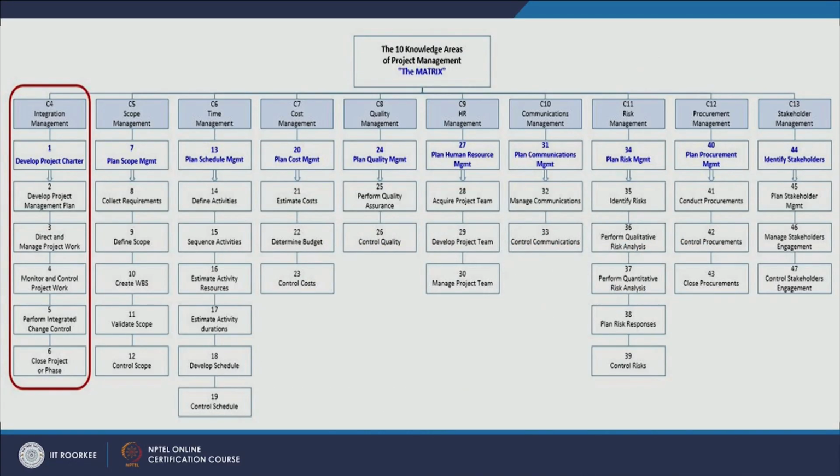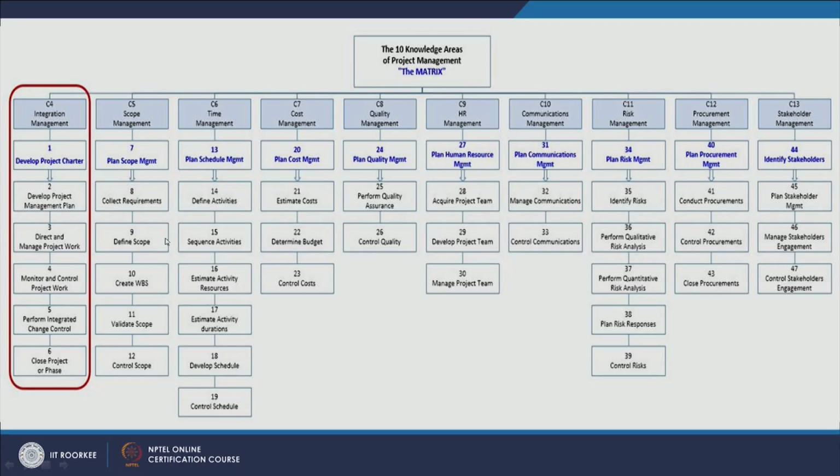So, apart from those 10 areas, you have got different processes in each area. For example, if you have got integration management. So, in project integration, you need to first develop a project charter, develop project management plan, direct and manage project work, monitor and control project work, perform integrated change control, and close project phase. So, these are 6 processes in integration management area.